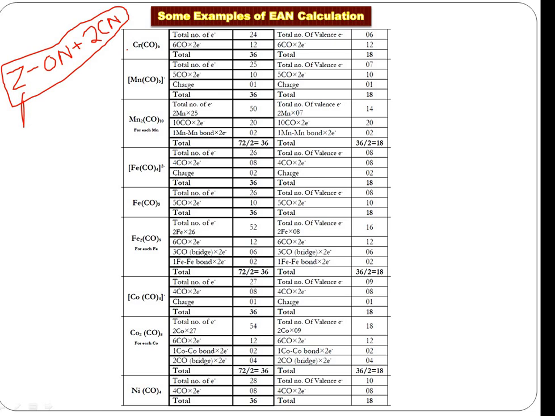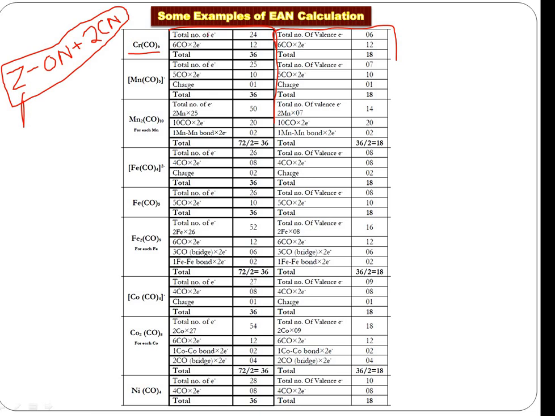Now let us apply these rules. This is a complex of chromium. It is bonded with 6 carbonyls. Now you see there are tables. This is one table, this is another table. This table is as per the 18 electron rule, and this tabulation is as per the effective atomic number rule. The results will be the same. For example, this is our carbonyl complex, hexacarbonyl chromium.